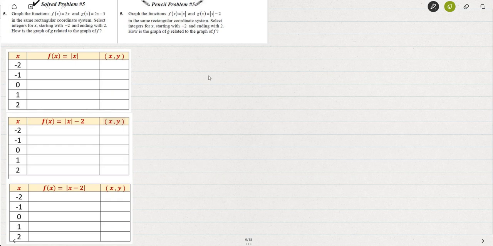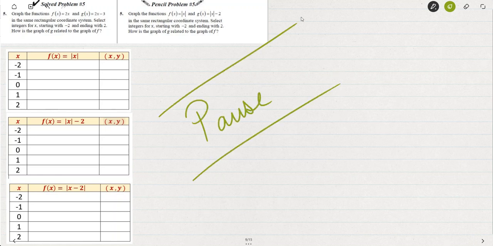We could look at the next problem, graphing, but I'm going to pause here and we'll resume with example 5 in the next video.